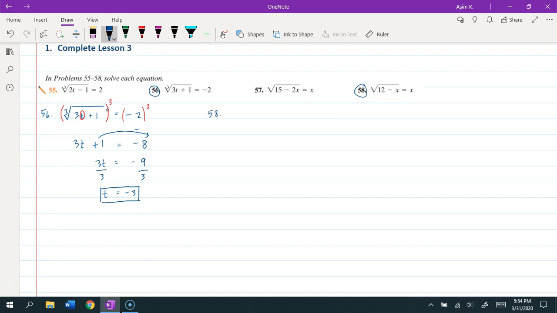Number 58, it says the square root of 12 minus x is equal to x. So you want to ask yourself, how do I get rid of these following things? Here's the x over here, and here's an x over here. So there are 2 x's, and you have to ask yourself, how do I get these x's onto one side? Well, one of the ideas is to first move this x over, but you can't move it over until you get rid of a few things that are bothering it.